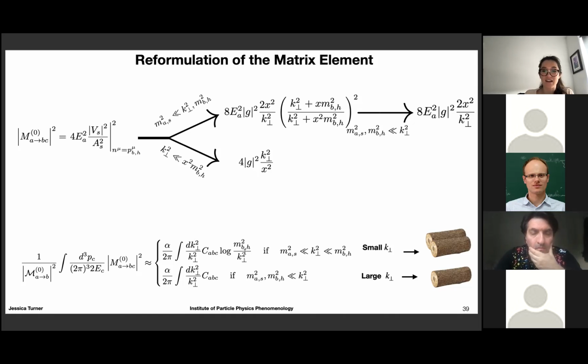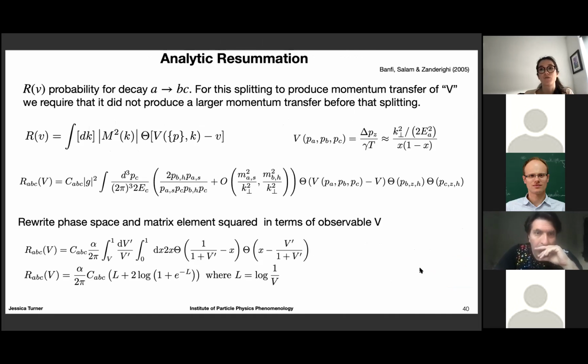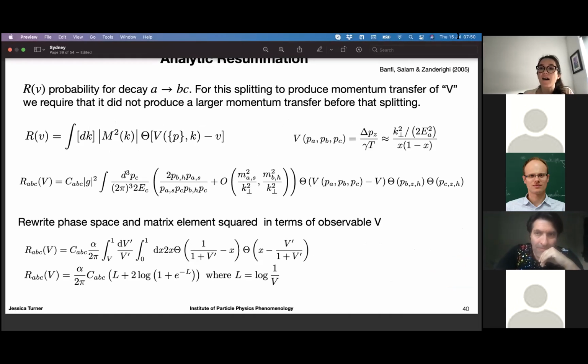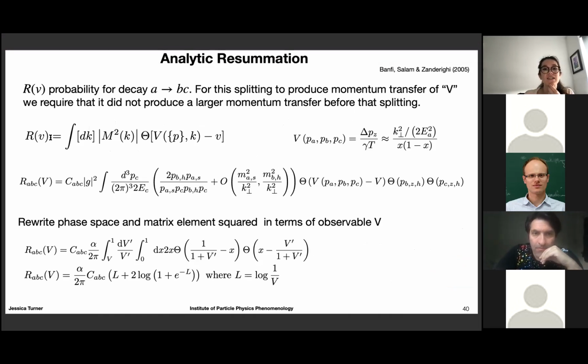So in summary, our matrix element squared has the following form. You see that there's a double log if you're in the small KT regime, and there's a single log if you're in the large KT regime. These logs can be potentially very large, and they need to be resummed in order to reliably calculate the momentum transfer. I'll maybe hurry up a bit. The way we do this is twofold. We perform an analytic resummation, and we also perform a numerical resummation, or a particle shower, in the bubble.